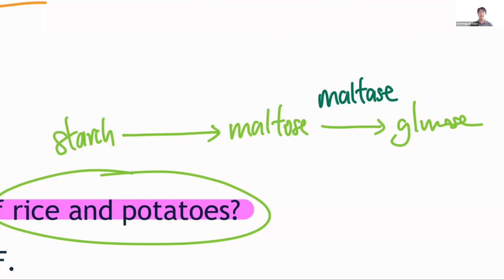Starch, maltose. Is it only salivary? We have one more. Where is that? Pancreatic, thank you. So salivary amylase, pancreatic amylase, produced by the salivary glands and the pancreas, respectively. Both are amylases, so both break down starch into maltose. Okay? Easy peasy, lemon squeezy.